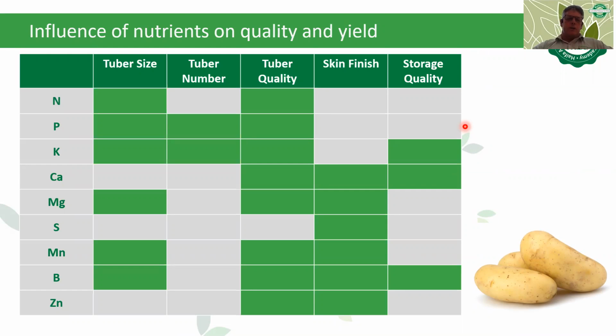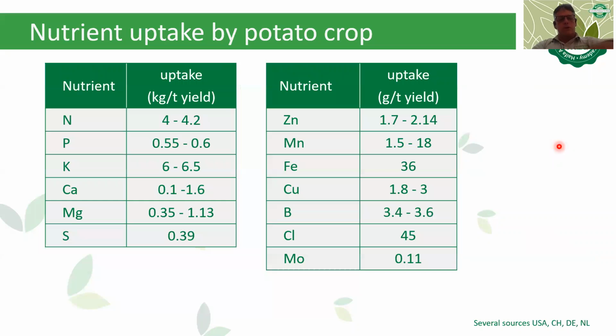Your tuber quality, you can see just about all the nutrients except sulfur play a role in tuber quality. Your skin finish is your calcium, magnesium, your sulfur, manganese, boron, zinc. And then your storage quality is affected by your potassium and your calcium content and also the boron that you've taken up. So it's important that you have all these in the right quantities for quality and for tuber quality.